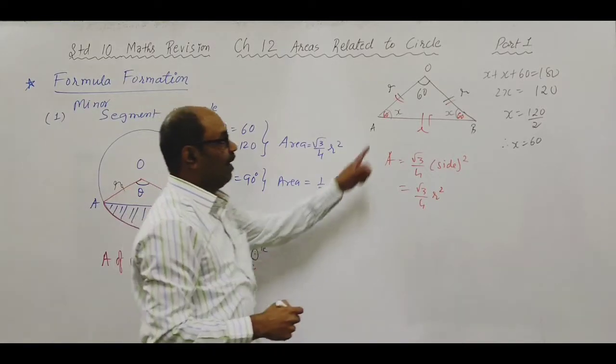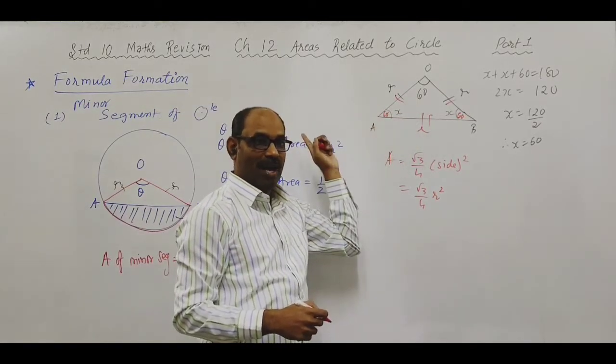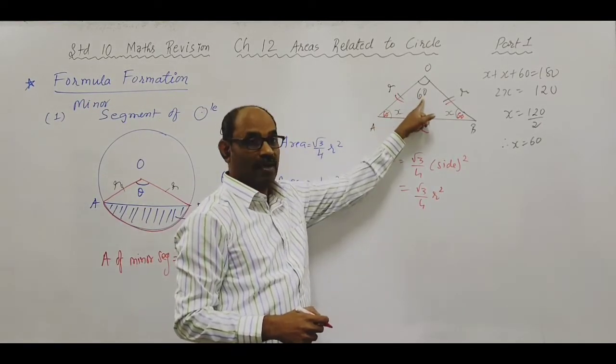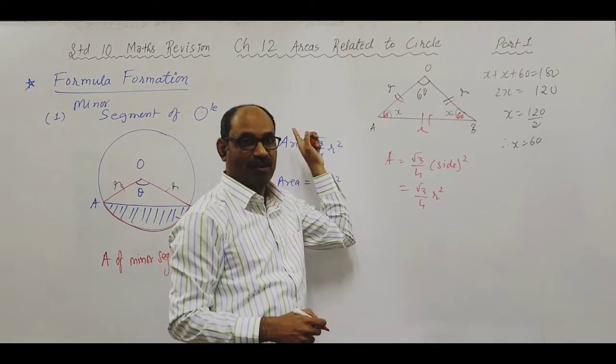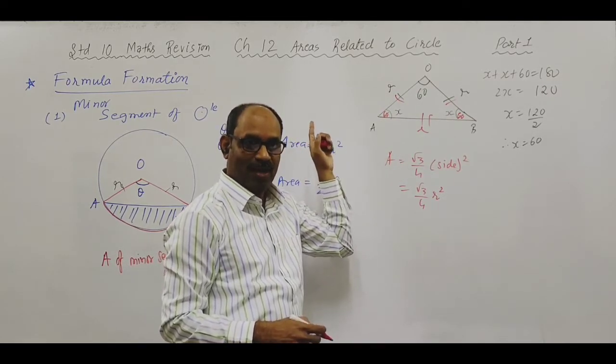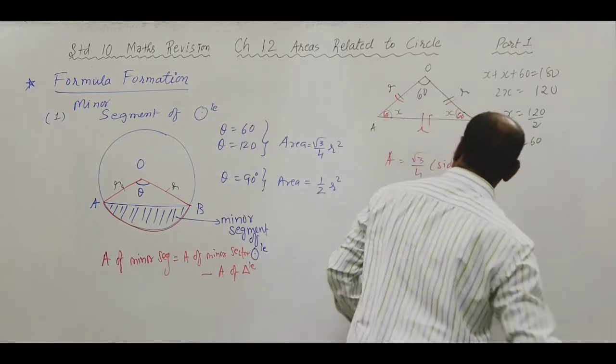When it is 120, उस समय भी यही formula है. When the angle is 120, it's the same formula, √3 by 4 r square. Would you like to see that as well? Yes. Okay, fine.